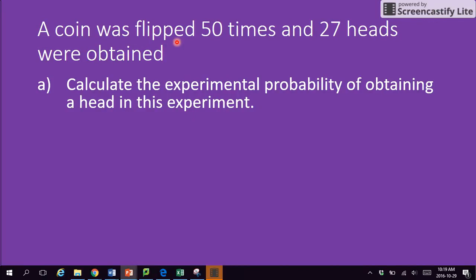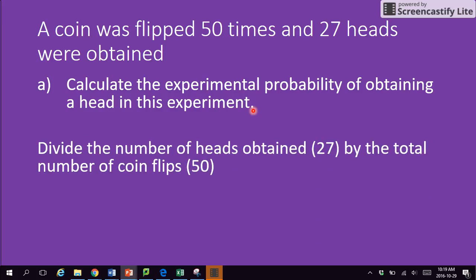Now we're going to do the experimental probability. Calculate the experimental probability of obtaining a head in this experiment. Write down what to do with an experimental probability. You divide the number of heads obtained, so what you actually achieved, your 27, by the total number of coin flips, which is 50. So it looks like that, and then you can make it into a decimal where you just divide 27 by 50 and you get 0.54.